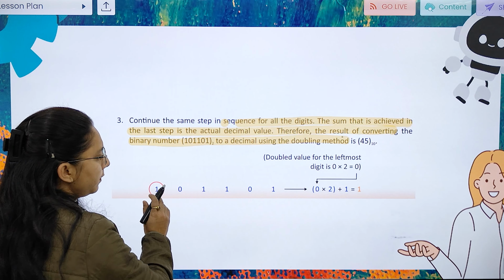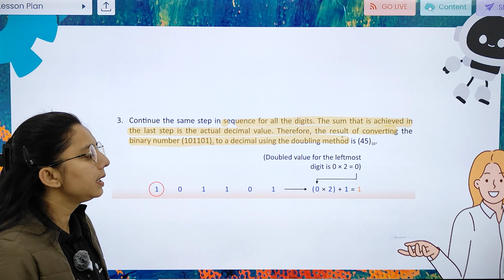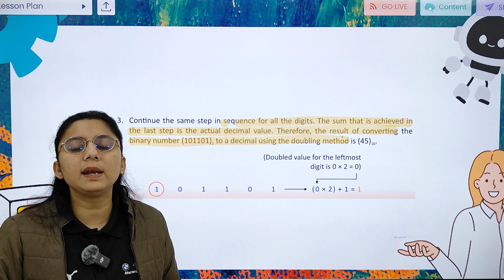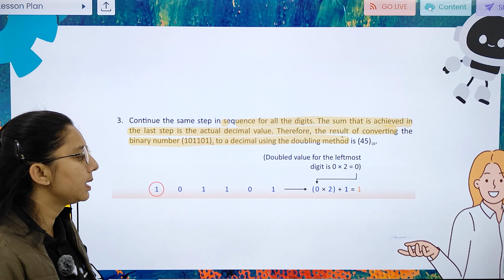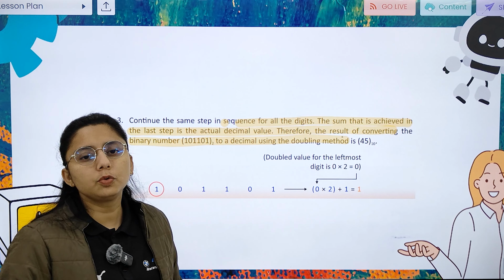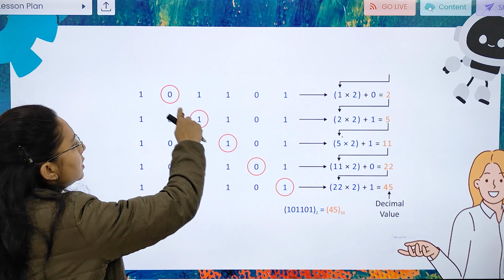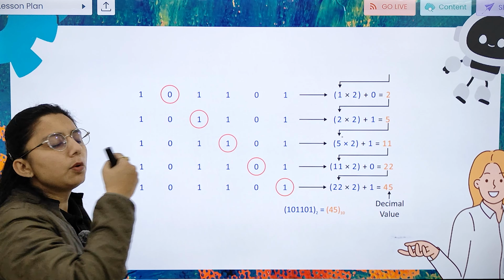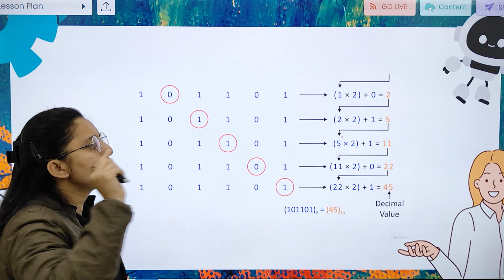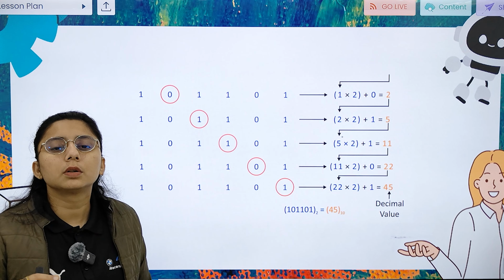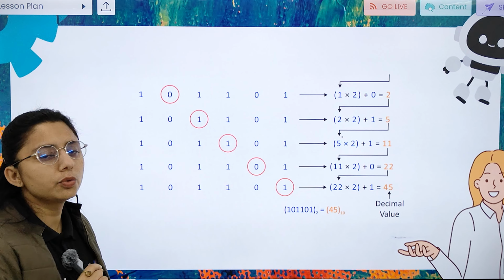Like we have taken the first digit. You have to double the leftmost digit, that will be 1 plus 1, 2, then you will multiply by 0 and you will add it, your answer will be 1. Next, you have taken 0, right? Now you have to multiply 1 into 2, which will be your 2 plus 0, answer will be 2.